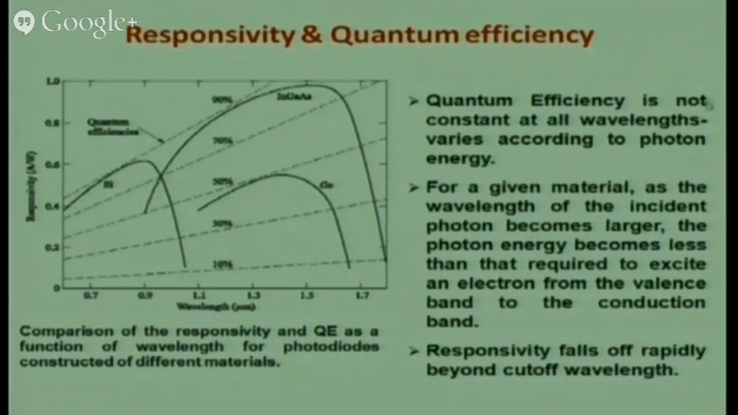So quantum efficiency is not constant at all wavelengths, it varies according to photon energy. For a given material, as the wavelength of the incident photon becomes larger, the photon energy becomes less, because when you go higher and higher, the energy of the photon becomes less than the energy required to excite an electron from the valence band to the conduction band. Responsivity falls off rapidly beyond the cutoff wavelength.